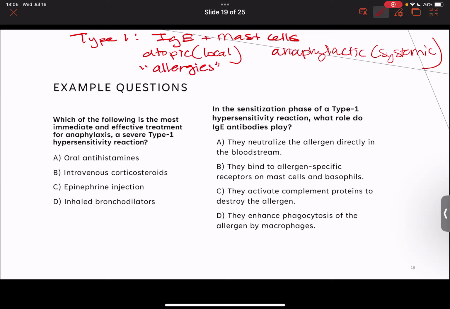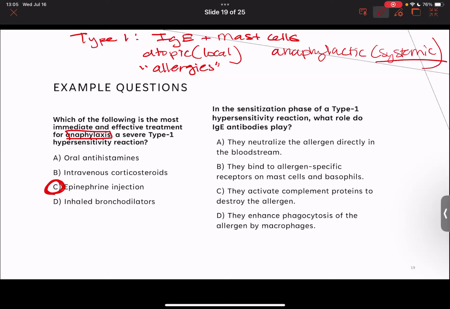All right, so our first question, let's see if we can answer it with what we've got. Which of the following is the most immediate and effective treatment for anaphylaxis? So this is systemic. Most of the time when we're treating the systemic type 1 hypersensitivity, you want to treat it with a drug that has systemic effects, especially for opening up the airways immediately and leading to vasodilation, letting blood get back into the brain. And the best treatment for that, for systemic treatment, will be epinephrine, medically administered adrenaline.